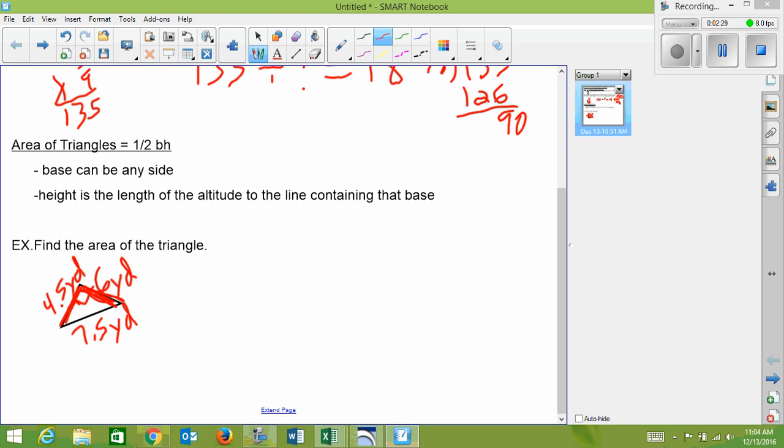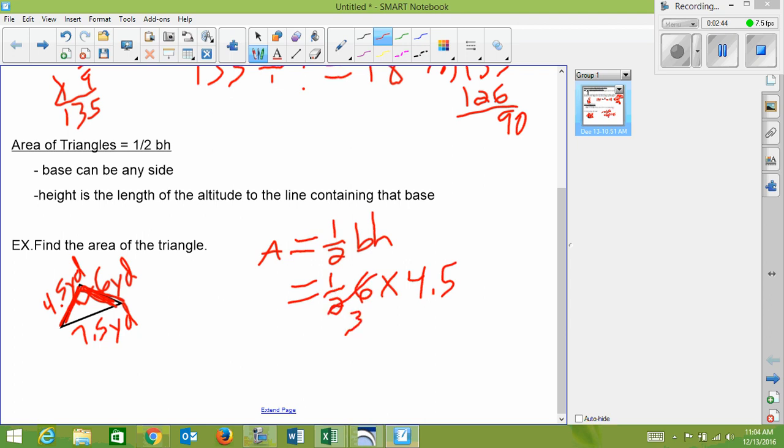So it doesn't matter which one you use as the base and which one you use as the height, but you have to plug them into the formula. So 1/2 base height. So 1/2 of 6 by 4.5. 1/2 of 6 is 3. So I just have to take 4.5 times 3. So 13.5. And since it's area, it would be square yards.